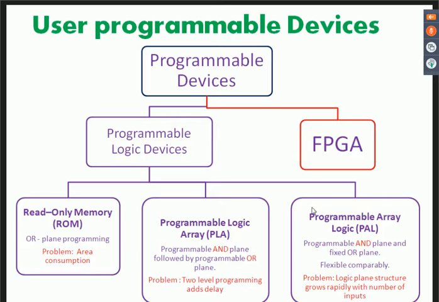That's why we go for another device, that is the programmable array logic. In the programmable array logic, only one plane is programmable, that is the AND plane is programmable, but this has a drawback. What is that? The logic plane structure grows rapidly with the number of inputs. If the number of inputs increases, the area required for implementing the system grows rapidly. That means more area is required if there are more inputs in a design.